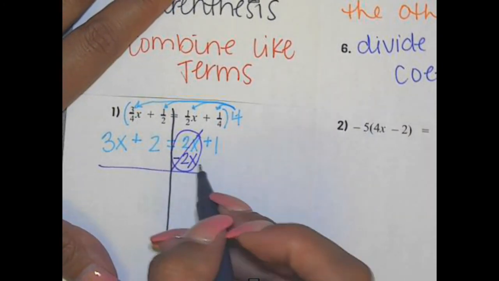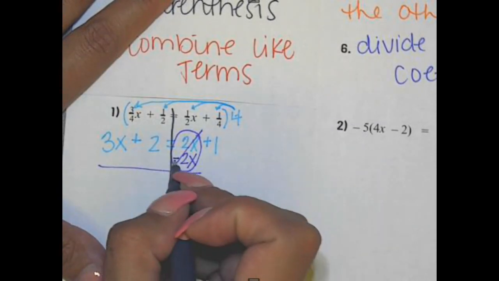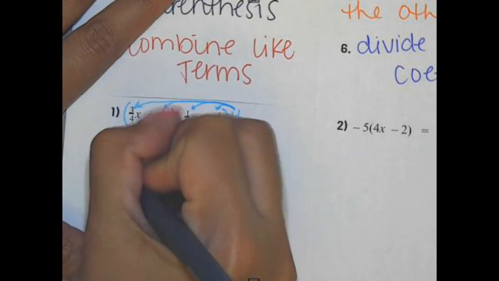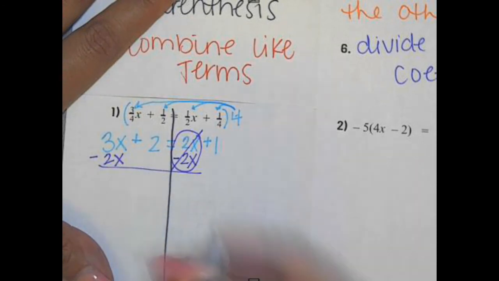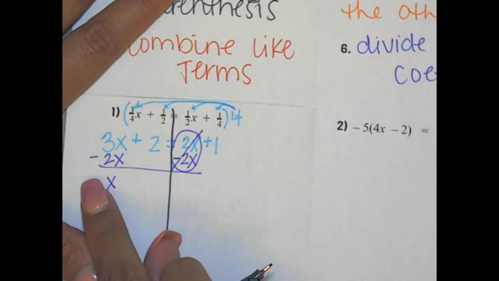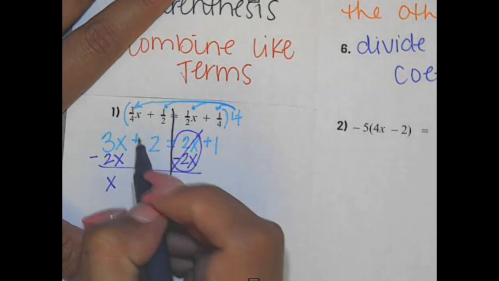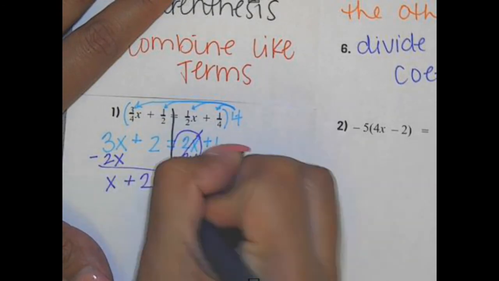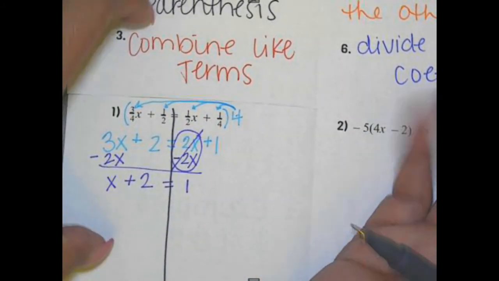And then whatever I do on the right side, I have to do on the left side. And I'm going to subtract this 2 x's from my other variable. So I'm going to have 3x minus 2x, and that's going to leave me with 1x. Now, I don't need to write the 1 there because anything times 1 is itself. Now I'm left with a plus 2, so I'm going to move that down, and then I'm left with 1 over here on the right.